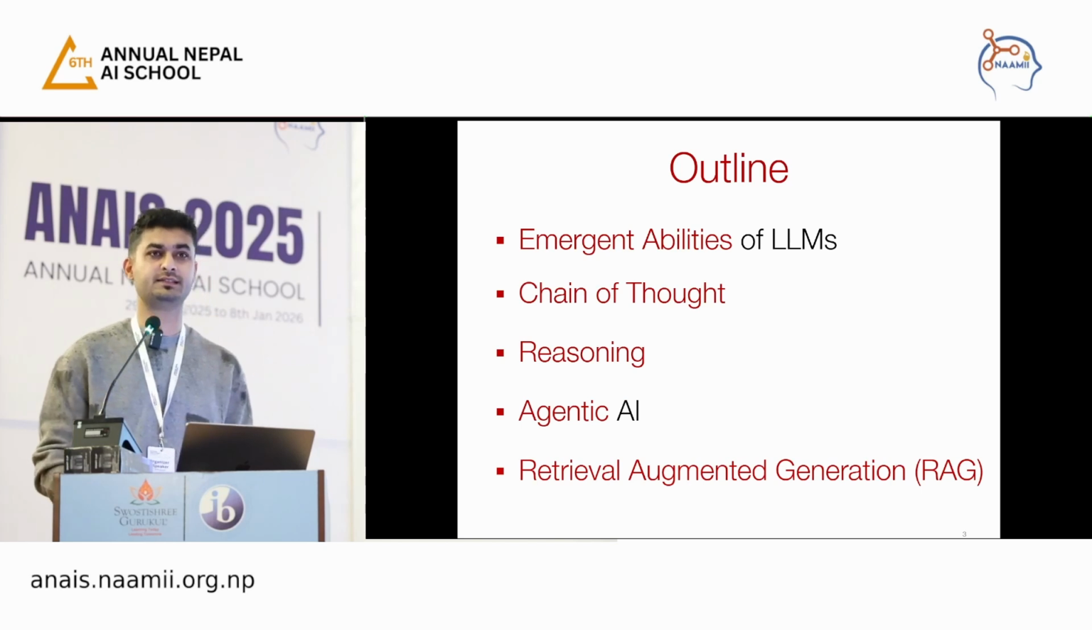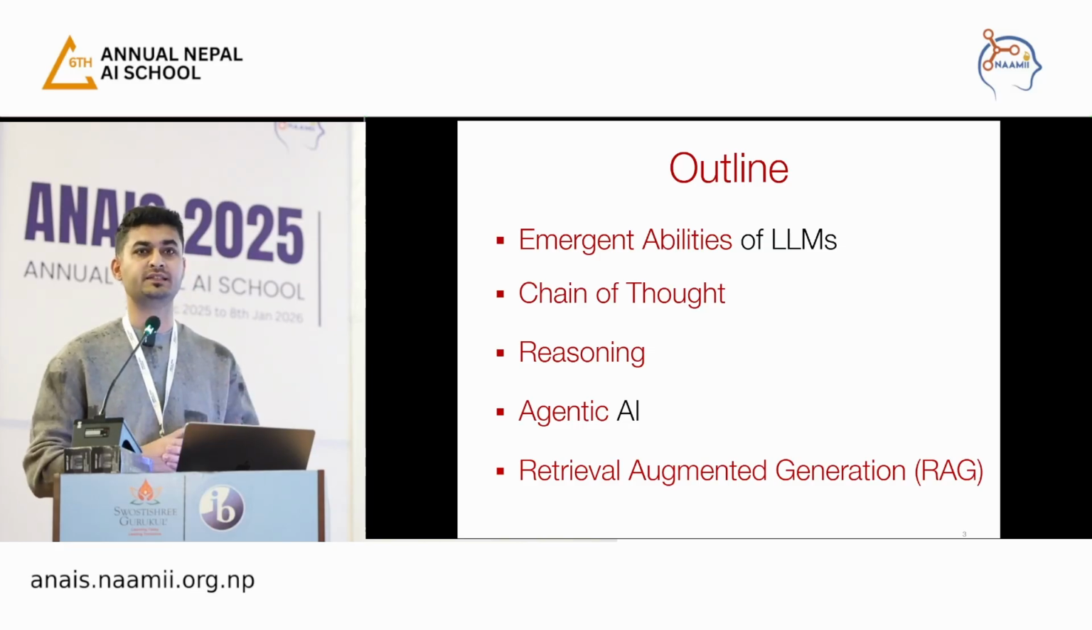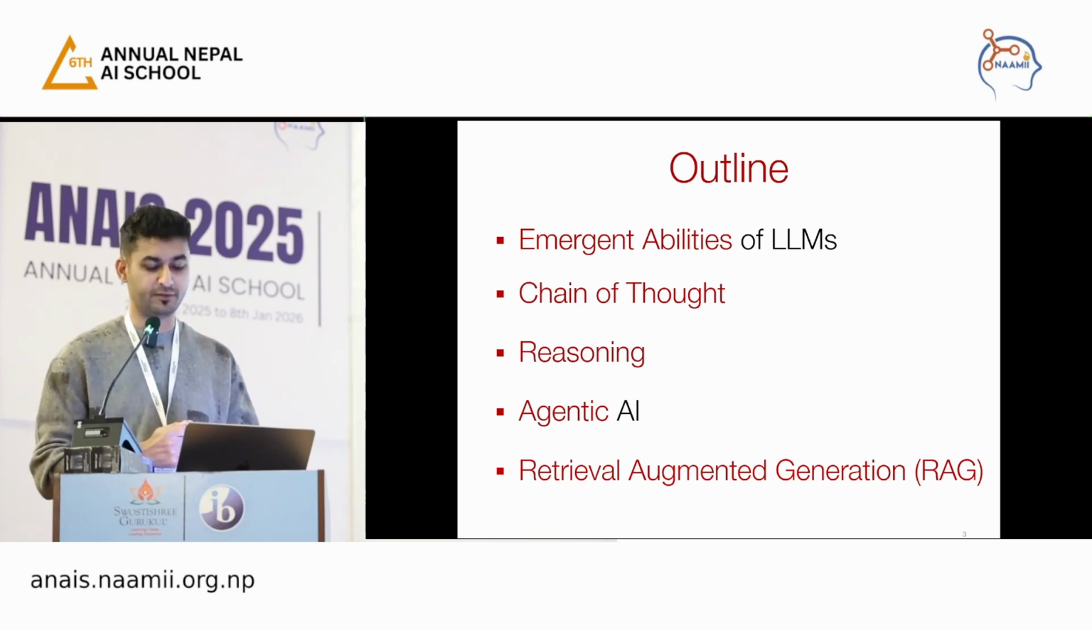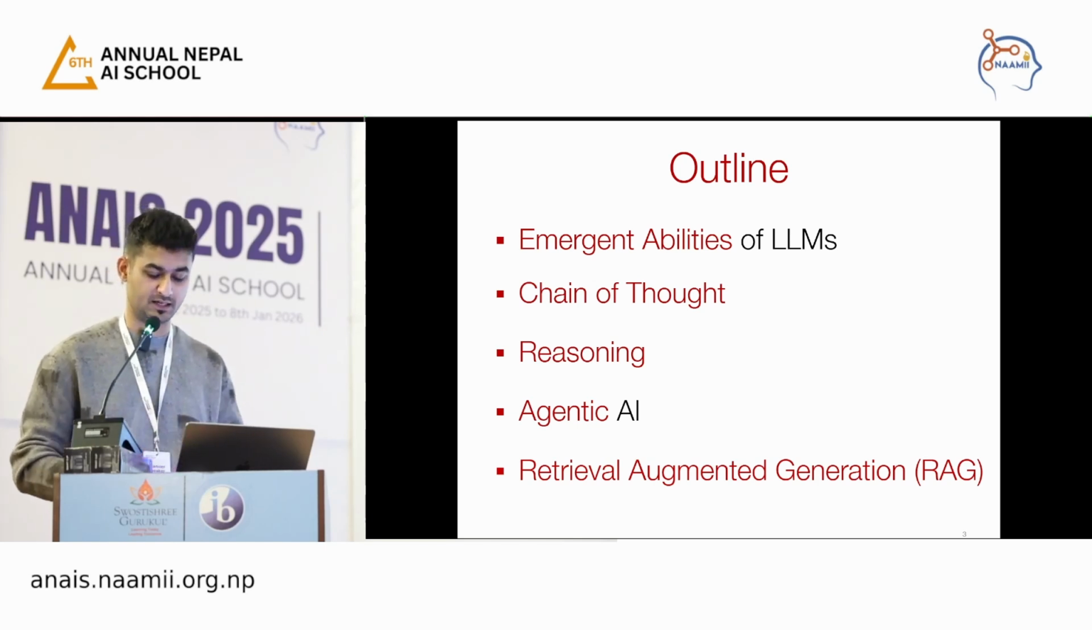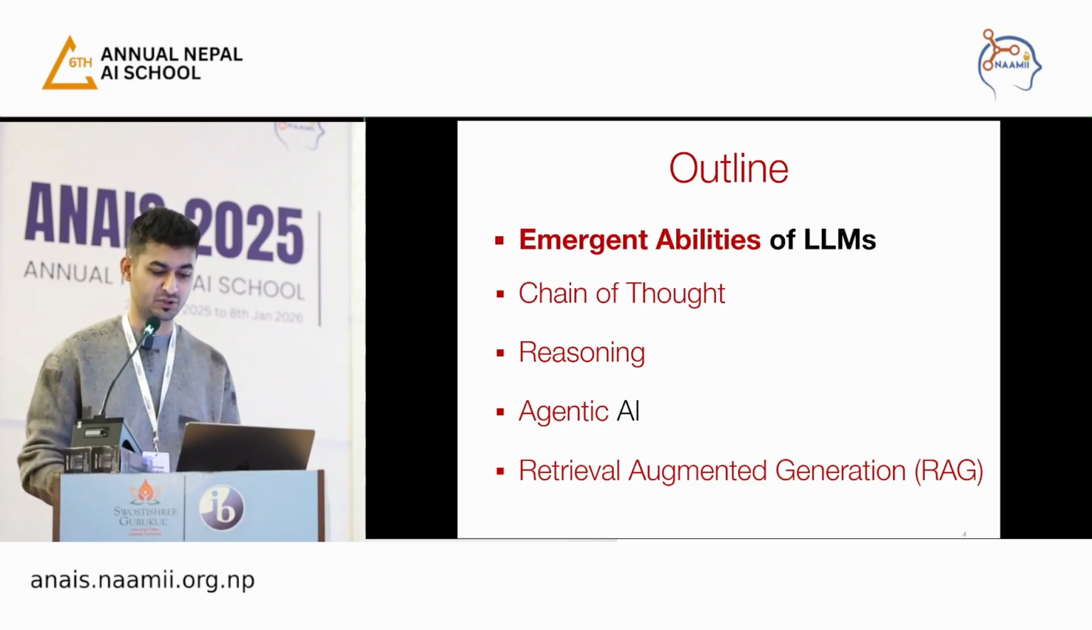The outline of this lecture session will be, we'll talk about what the emergent abilities of large language models are. This is something that we see when models are scaled up, and it's not observed when the models are smaller. We'll learn about chain of thought and how it leads to reasoning, what the agentic AI framework is and the promise and different examples it brings to many application areas. Finally, we'll conclude with retrieval augmented generation in this first session. So let's start with emergent abilities of large language models. This will be in continuation with the previous lecture.